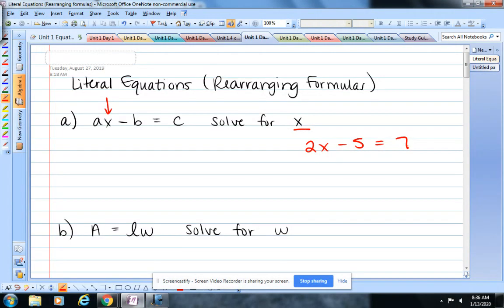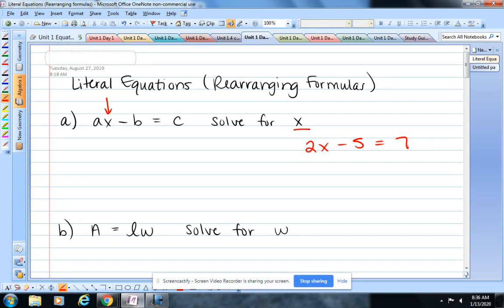It looks exactly like that, except here we know numbers. Those are just variables, right? So if we're solving this equation for x, what would we do first? We would add 5, right? We're getting everything away from x, so we would add 5. Do y'all agree? So if we're solving this one for x, what do you think we're going to do first?